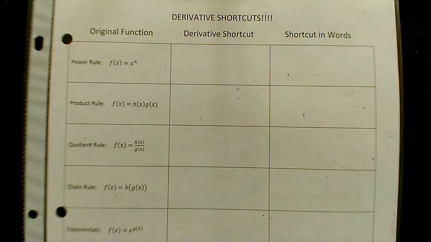I passed out a chart to you that is going to be a go-to page in your notes. Every derivative shortcut that we've discussed, we're going to go ahead and write it down. And then after we review those shortcuts, we're going to do a graphing activity on the back. Okay? So let's go ahead and discuss these shortcuts we've had so far.